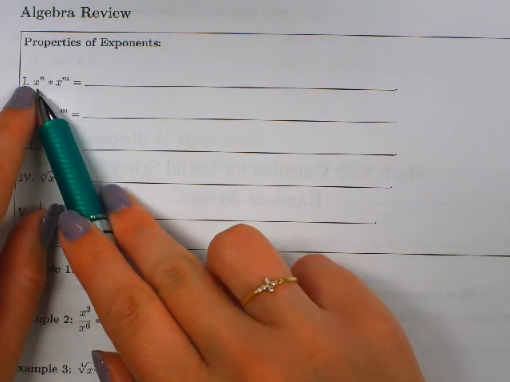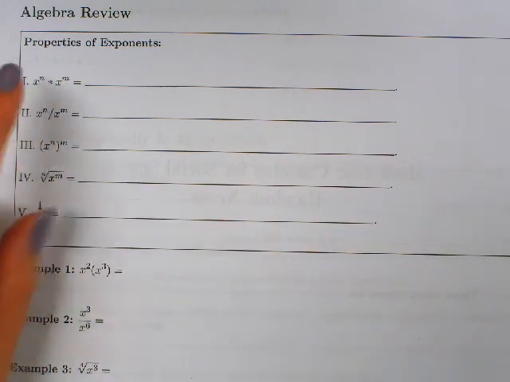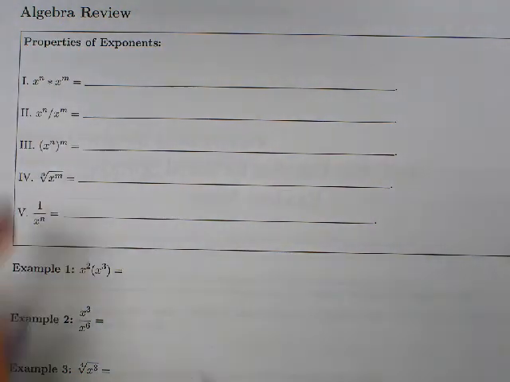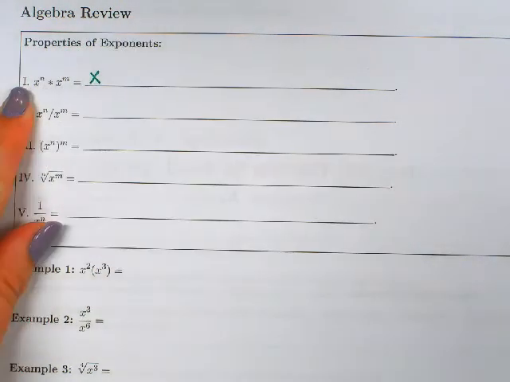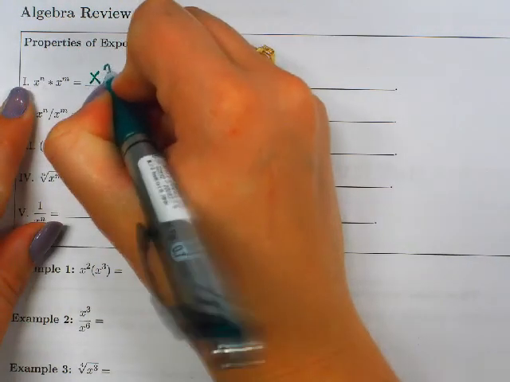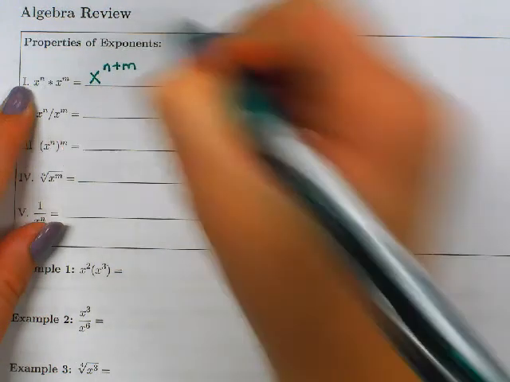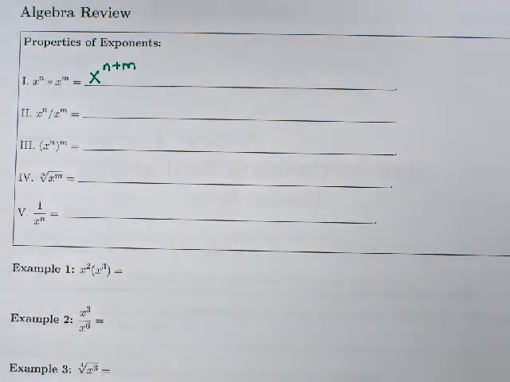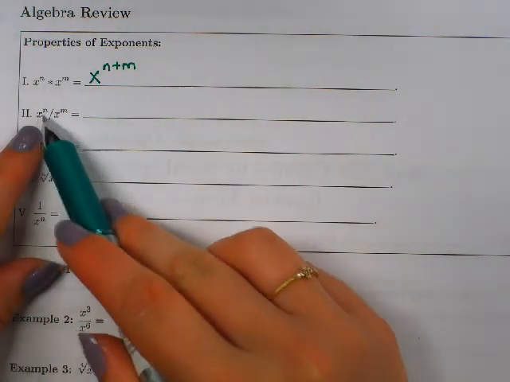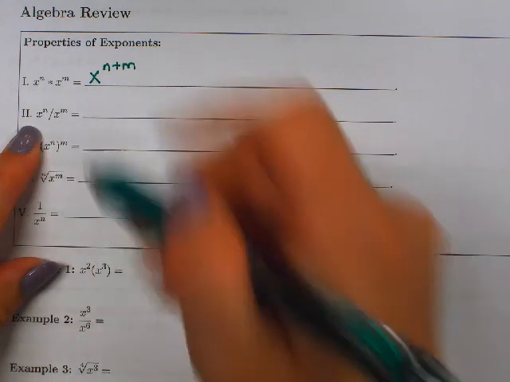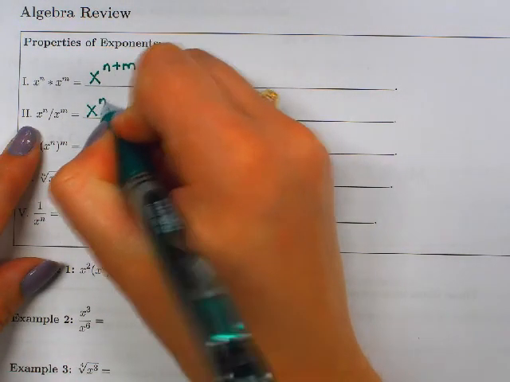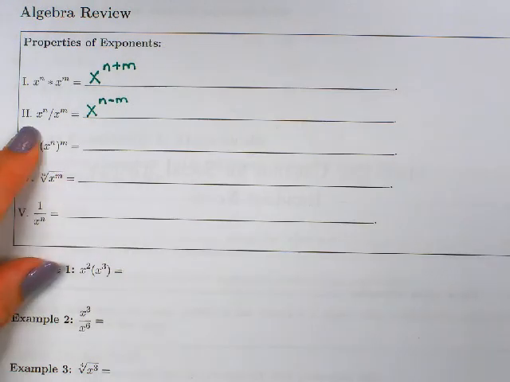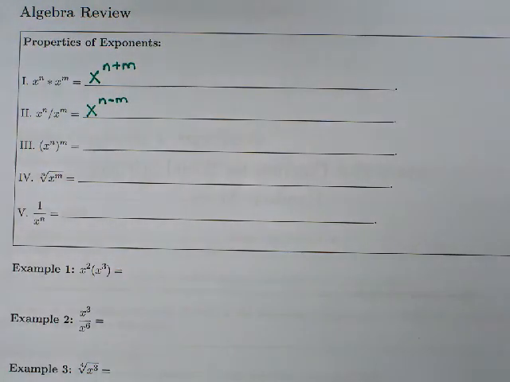If you have x to the n times x to the m, do you remember what that means from algebra? If you multiply bases, you add exponents. So it'll be x to the n plus m. And if we do the opposite, what if we divide bases? X to the n divided by x to the m. Well, we're going to do the opposite up here as well. The opposite of addition is going to be subtraction. We're going to do n minus m.